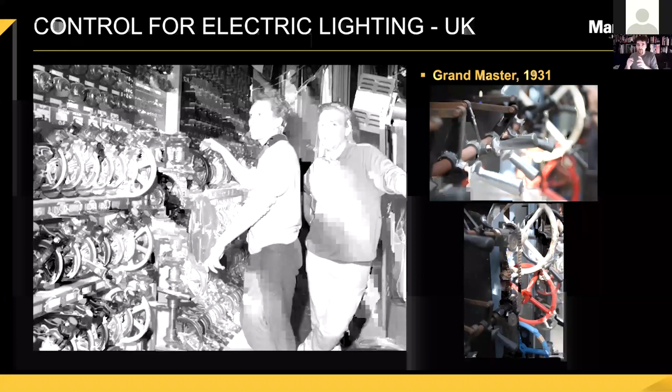Each of those individual dimmers you can lock onto one shaft, and then you can crank the big handle and move lots of them at the same time. So you can effectively do fades of lots of dimmers without having to use lots of hands. It would have been really hard work, but you could do that. So this is Strand in the UK's Grandmaster from about 1931.